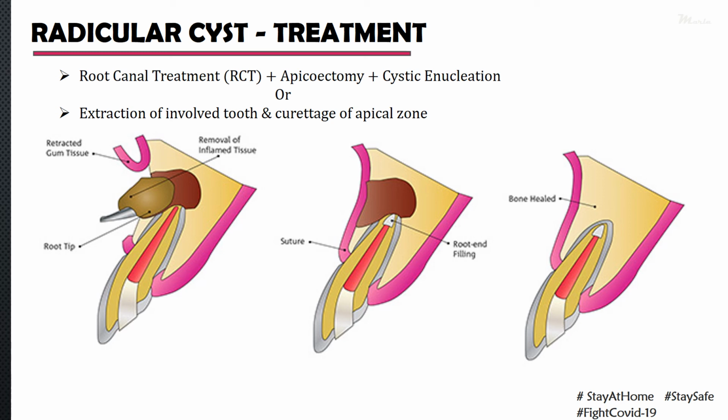The second scenario, which involves extraction of the tooth, will require thorough curettage of the apical zone to remove the cyst in total. If the curettage is not done thoroughly, it may result in the formation or the presence of a residual cyst.